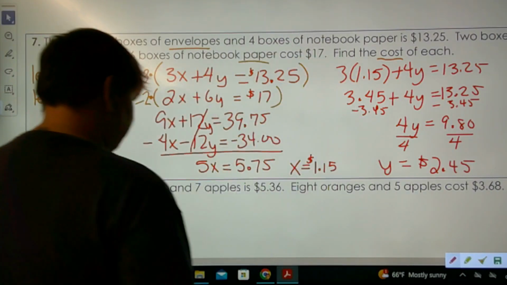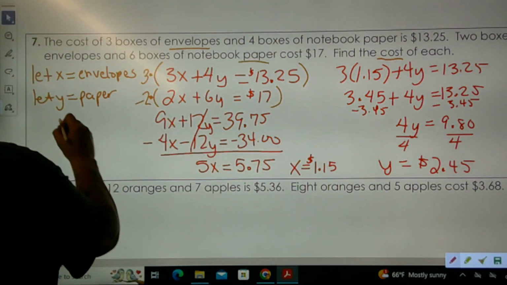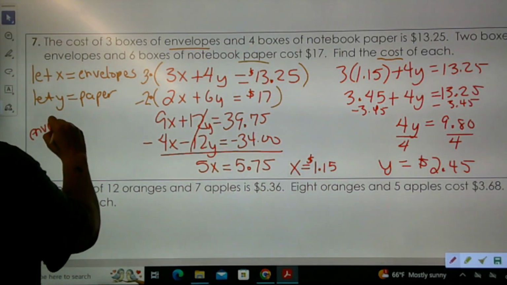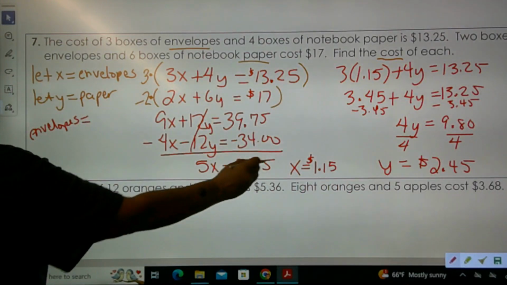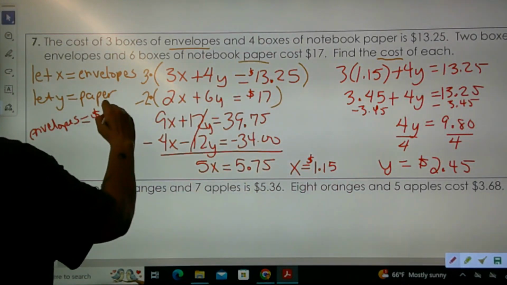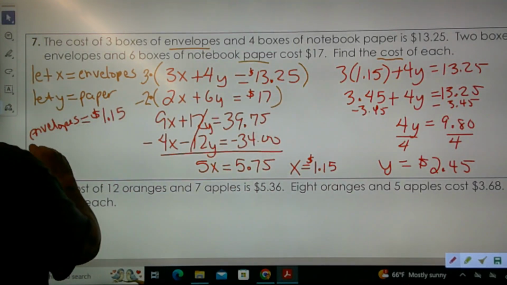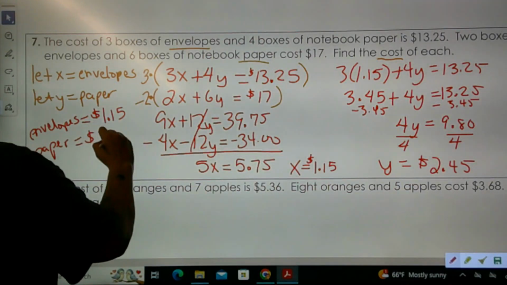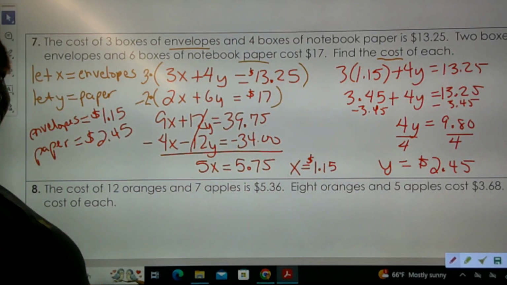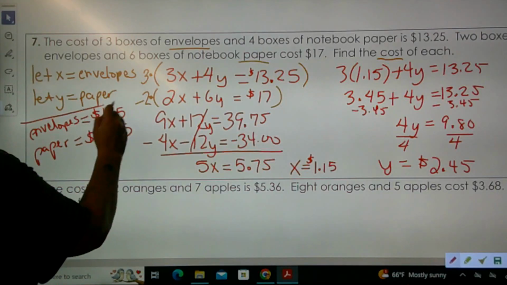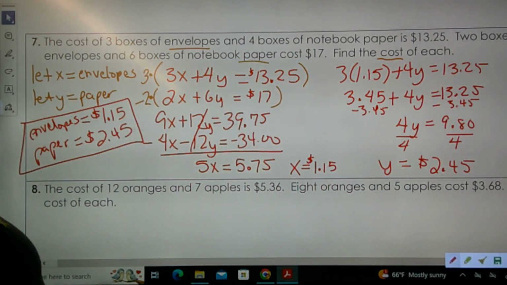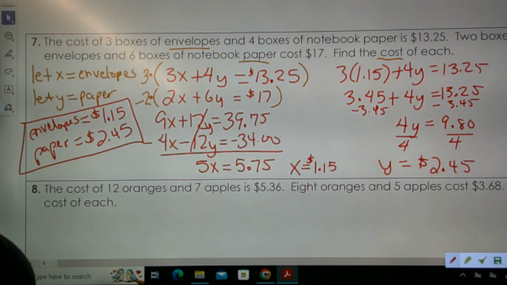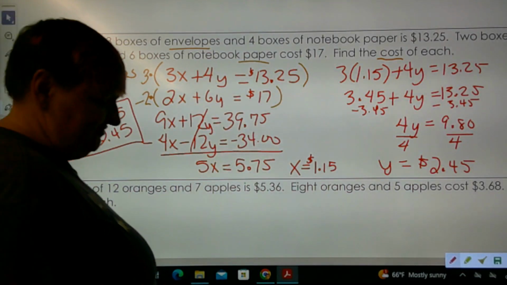Go back and read the question, right? Because it wants to know the cost of each. So envelopes, which was our x, is $1.15 a piece. Make sure you have a dollar sign. And the paper equals $2.45 a piece. Right? Make sure you go back and answer the actual question. That one took a little more work. That's all right.